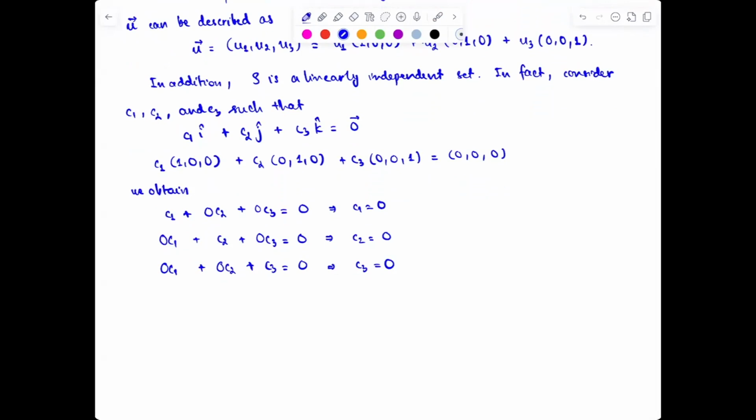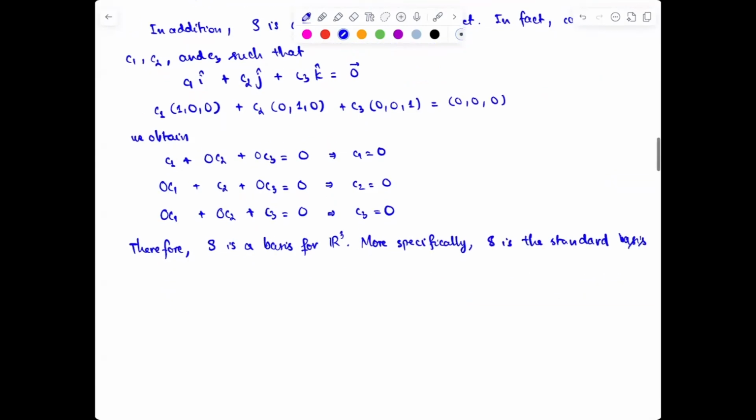Right. So C1 equal to C2 equal to C3 equal to 0. So this indicates that S is linearly independent. Okay, and you can conclude that therefore S is the basis for three-dimensional space or R3. More specifically, S is the standard basis for R3.